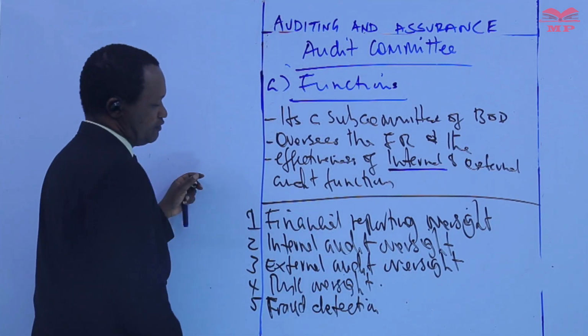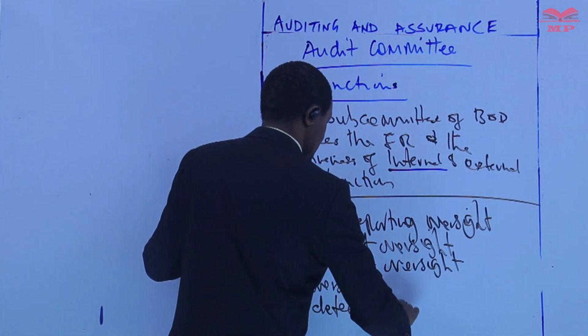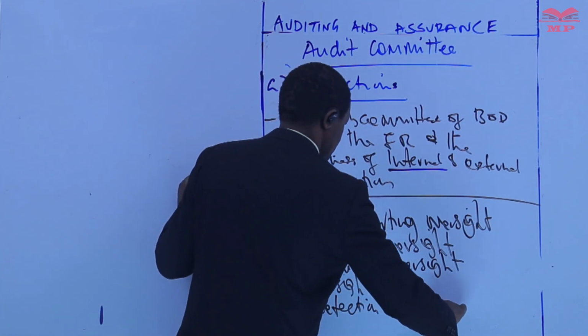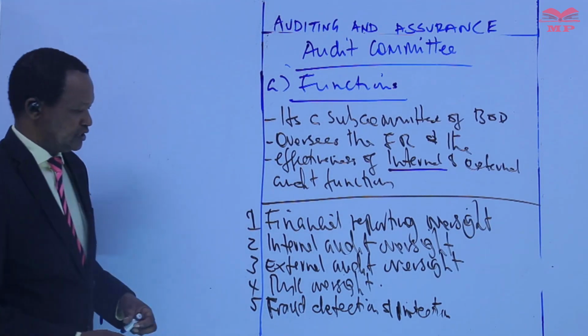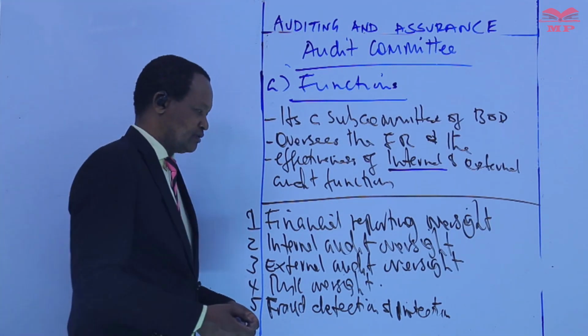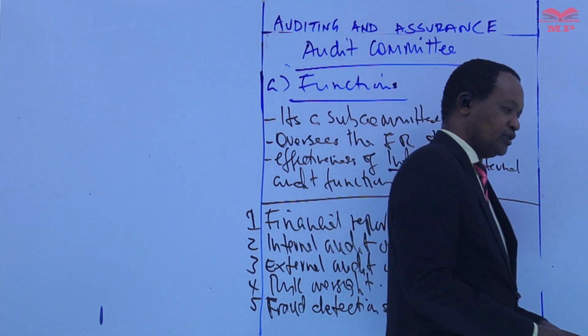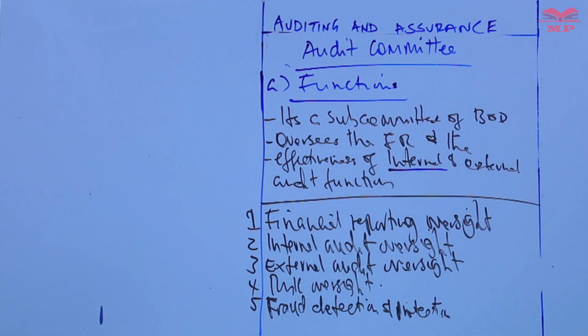Let me just say fraud detection and protection. How is it a function? Detecting fraud, preventing fraud. The audit committee reviews the organization's fraud risk assessments and prevention measures. The committee may also investigate allegations of fraud and any irregularities.